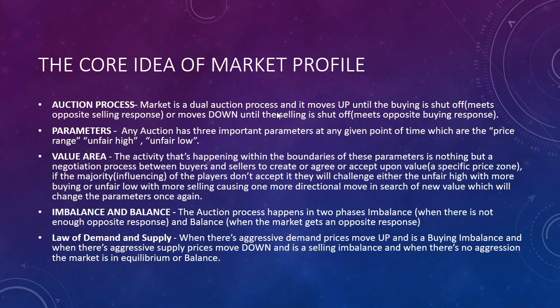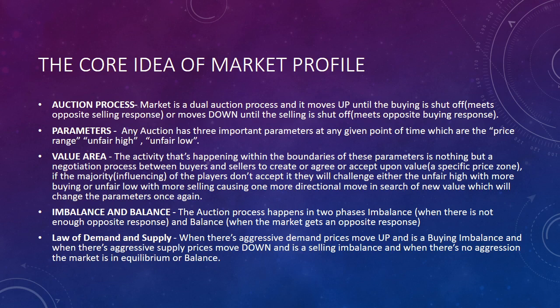That is what the auction process does every day. The buying will take it up and the selling will take it down. So this is a very basic thing. Next, we have parameters. The parameters in market profile terms are the price range. When you see a market profile graphic, you will have a price range to see, and you will have an unfair high and unfair low. You may not be able to see these always on daily profiles.